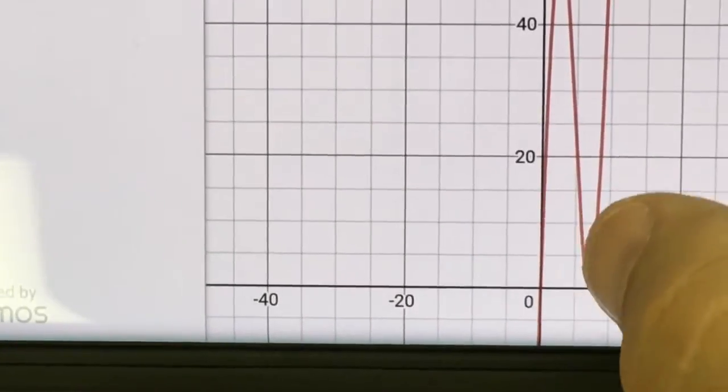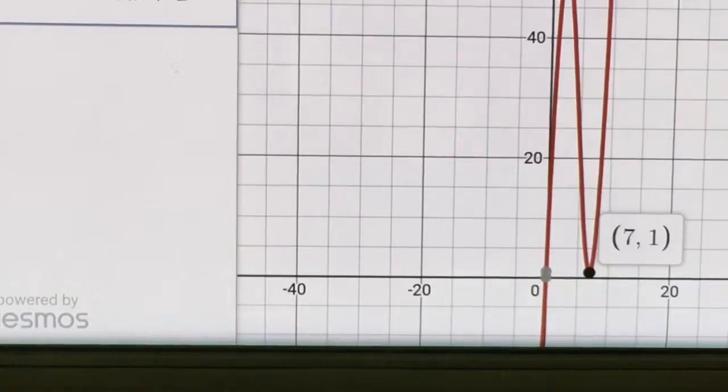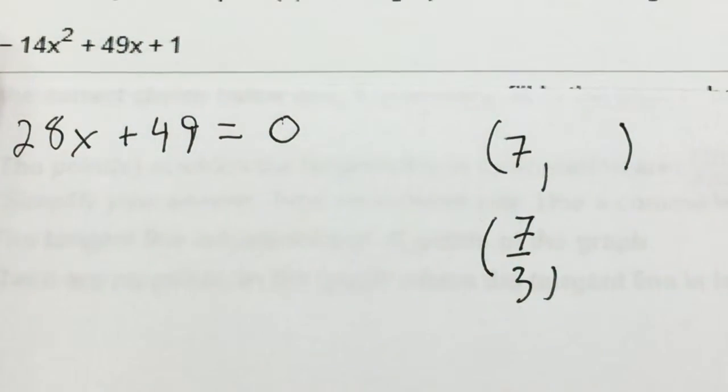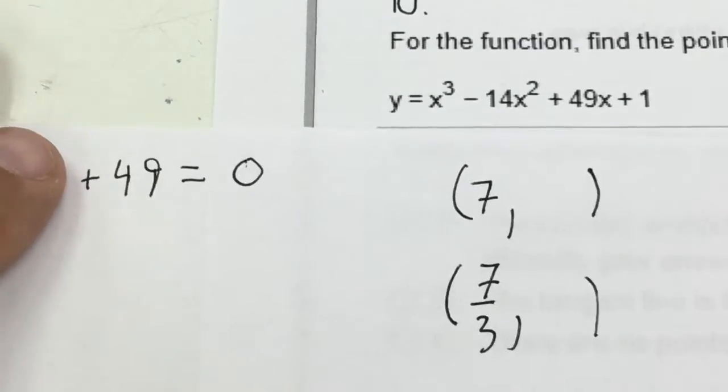And let's recall, from the graph, we had those values. Now to find the y value, I have to plug it back into the original. So I have my 7, I have my 7/3. To find that y value, I have to plug it not back into the derivative, but back into the x cubed.